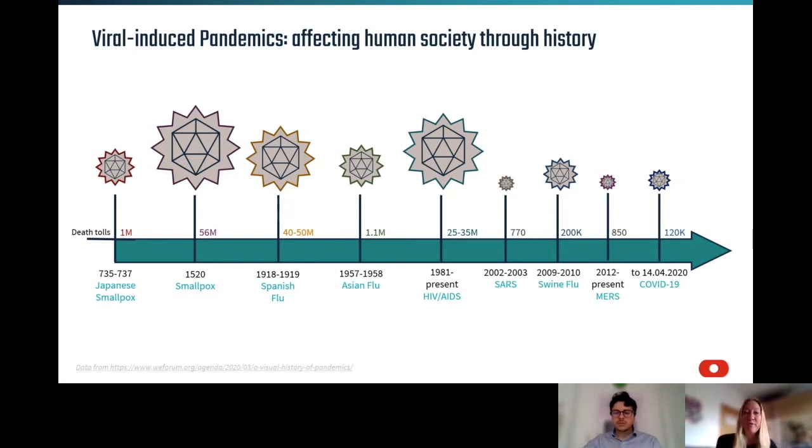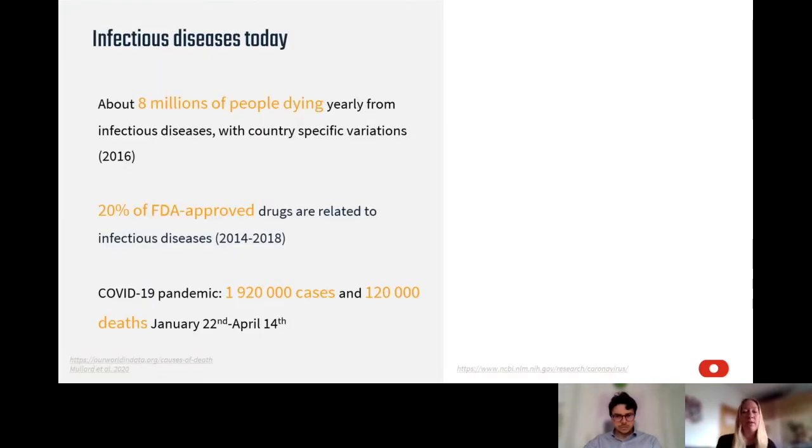In addition, what we should not forget about is the seasonal influenza. This is also a serious illness, and up to 650,000 people die every year of respiratory diseases linked to the seasonal flu. Around 8 million people die every year of bacterial and viral infectious diseases, with some country-specific variations. 20% of the FDA-approved drugs are related to infectious diseases, underlining how strong the need for these resources is right now. Just think about COVID-19.